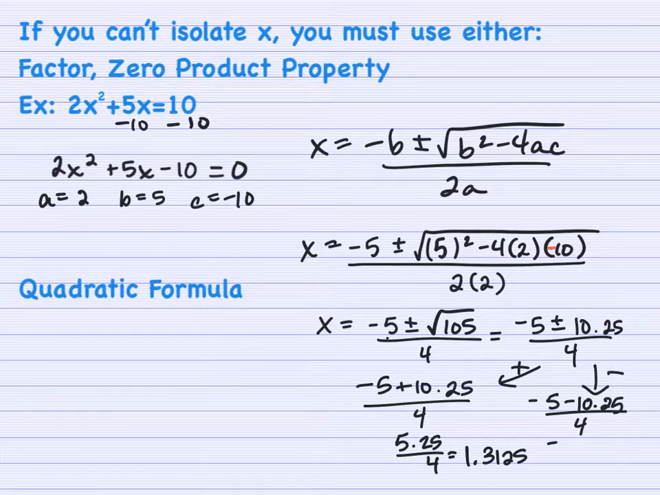That's going to give me negative 15.25 divided by 4. Sorry, I'm running out of space down here. That's going to give me 3.8125, and I'm going to run out of space. So the next thing I need is something I can factor to show you. So I'm going to pause for a moment.